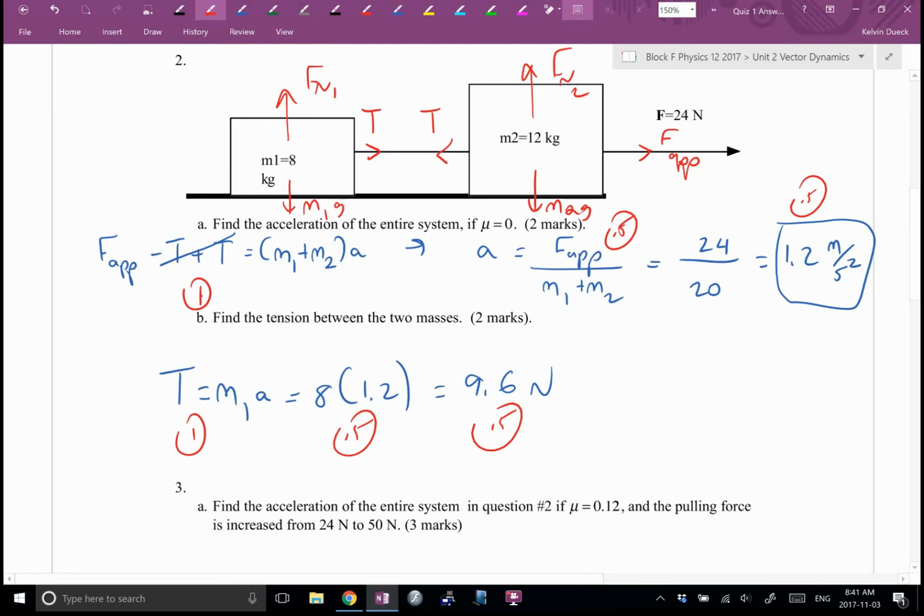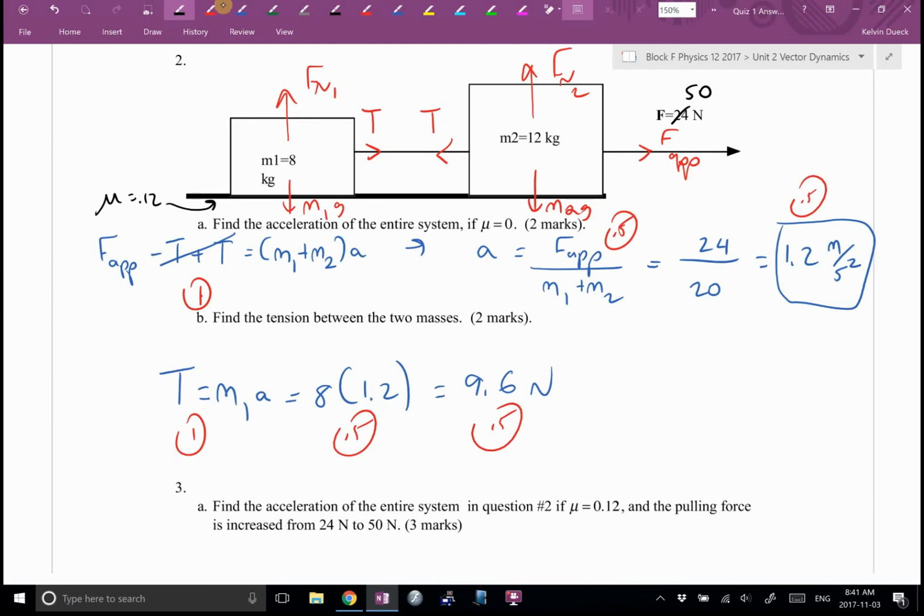Now, number 3 says, find the acceleration if there's friction. So I'm going to add that in black. Mu equals 0.12. And the pulling force has to get changed. Why does it have to get changed? Because when I first made this question up, it turned out 24 was no longer enough to get it to move in the first place, and the answer would have just been 0.